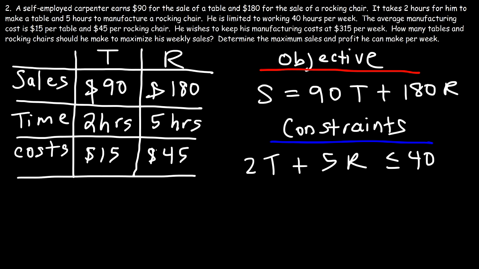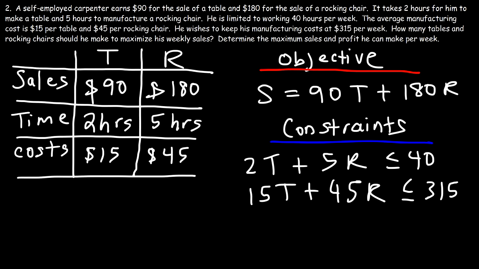The second constraint has to do with costs. Now he chooses to keep his manufacturing costs at $315 per week. Now, if its cost is less than $315 per week, I'm sure he's not going to mind about that. So we're going to use an inequality. Now the cost to make a table is 15. So we're going to write 15t, and then it's $45 to make a rocking chair. And we want that to be at most $315 per week.